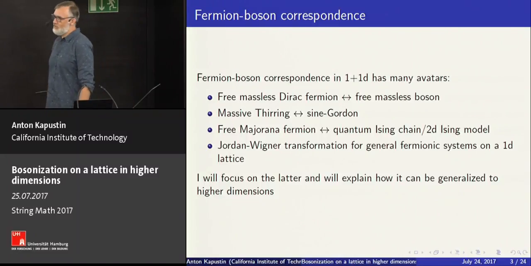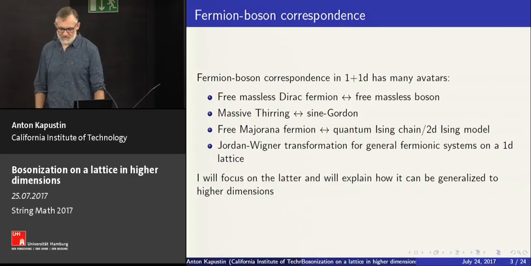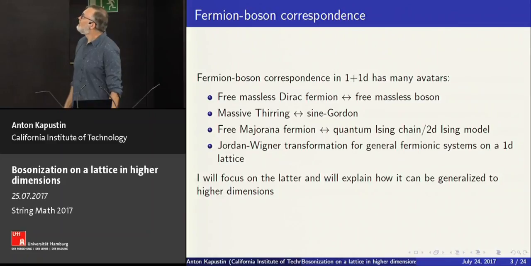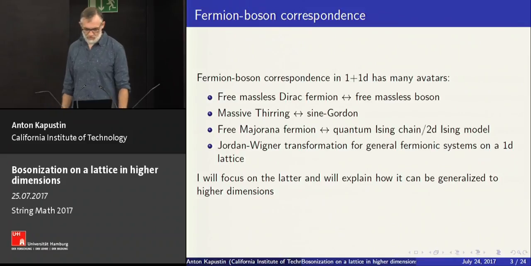So, the fermion-boson correspondence, of course, has many guises. One can talk about field theory, and for example, there is a correspondence between a free massless Dirac fermion in one spatial dimension and the corresponding massless boson at some special radius. Or we can look at the deformed massive field theory duality between the massive Thirring model and the Sine-Gordon field theory. And now, one can also discuss the more subtle case of a Majorana fermion, which is dual to a quantum Ising chain. So basically, a discretized version of the Majorana fermion is exactly dual to a quantum Ising chain, and that's actually the context where the Jordan-Wigner transformation is usually introduced, but it's actually a very general thing.